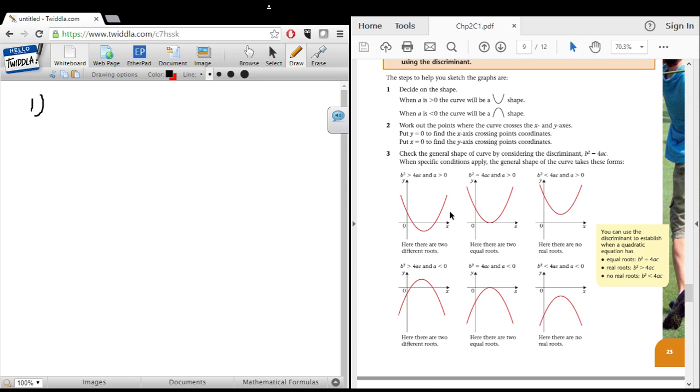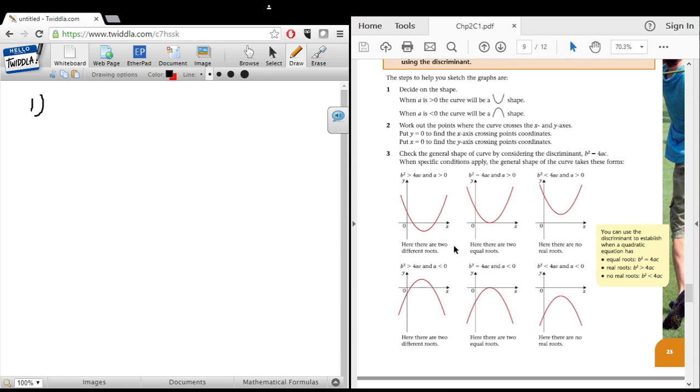Now, when it comes to the different forms, i.e. 2 roots, equal roots, and no roots on the x-axis, you have this particular graph to help you appreciate it. So equal roots, b squared equals 4ac, is shown here. Equal roots meaning it touches at one point. No real roots means it doesn't cross the x-axis. And then we've got real roots, where there are 2 particular points where it crosses the x-axis.